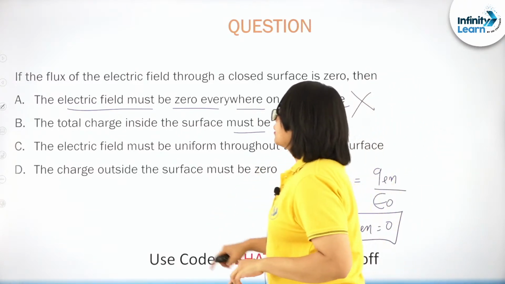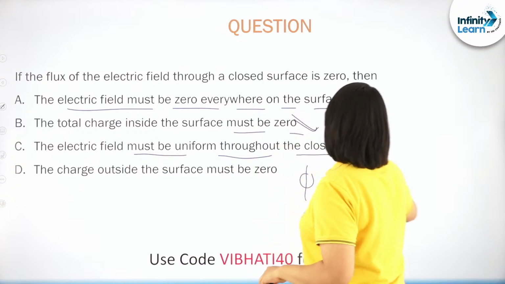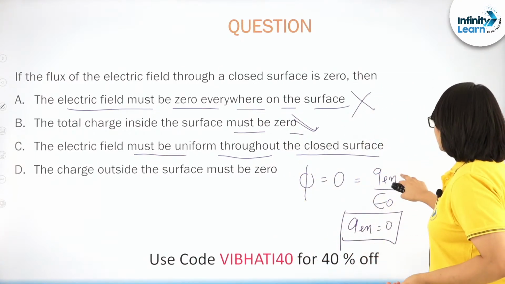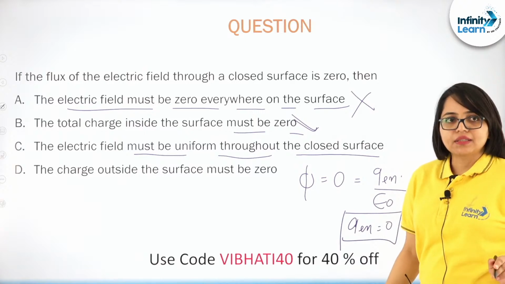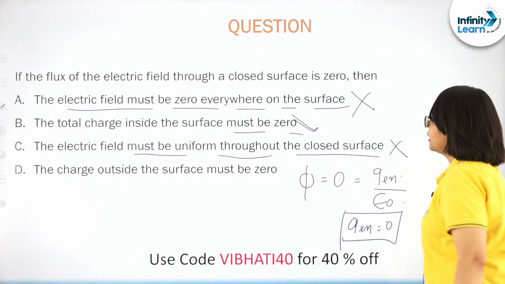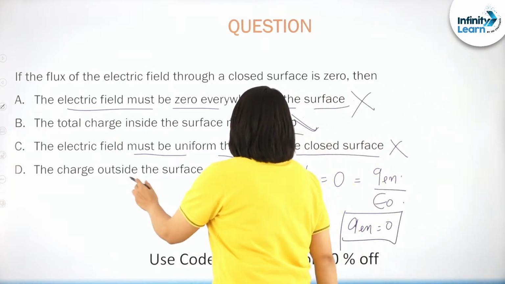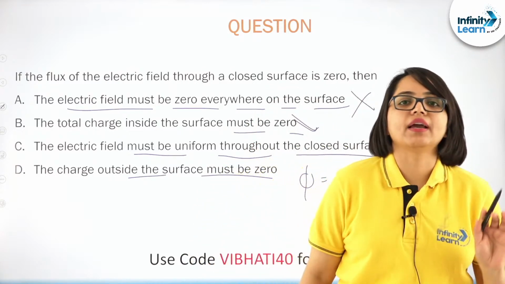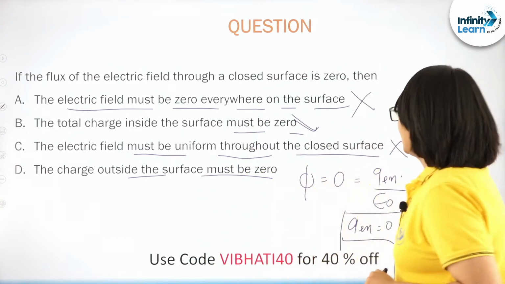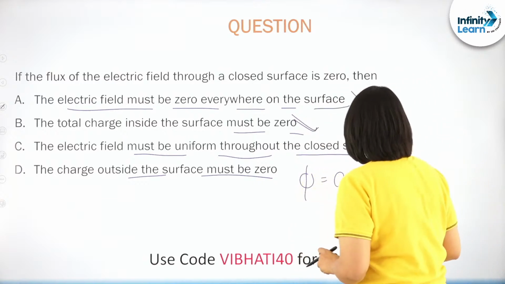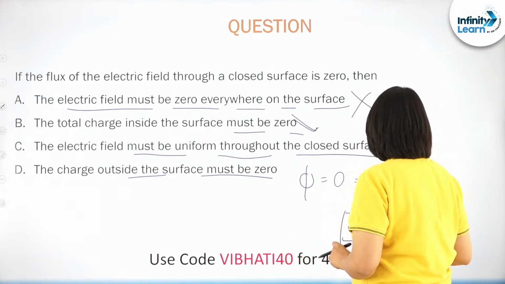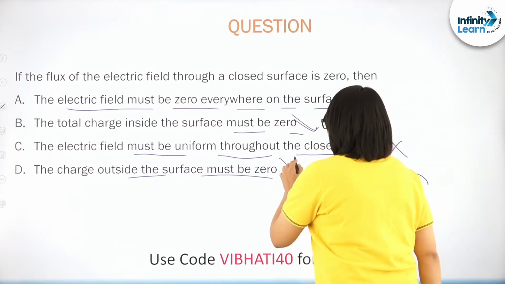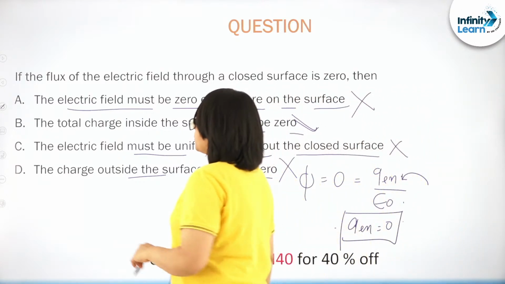True. The electric field must be uniform throughout the closed surface. No, we did not discuss anything like that. Phi is equal to Q enclosed upon epsilon naught. That's it; this is of no use either. The charge outside the surface must be 0. Okay, fine, let it be. Whom do we care about? The inside of the surface, right? Unless the charge inside the surface is 0, the total flux will not be 0. So again this is useless. So the correct option is what? Option B.